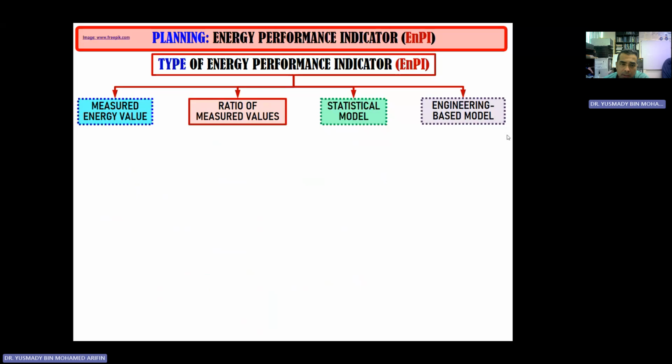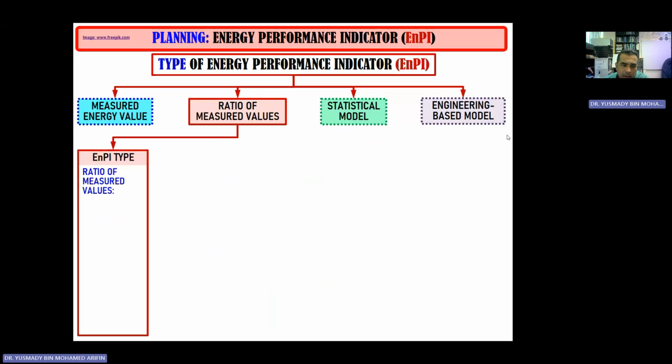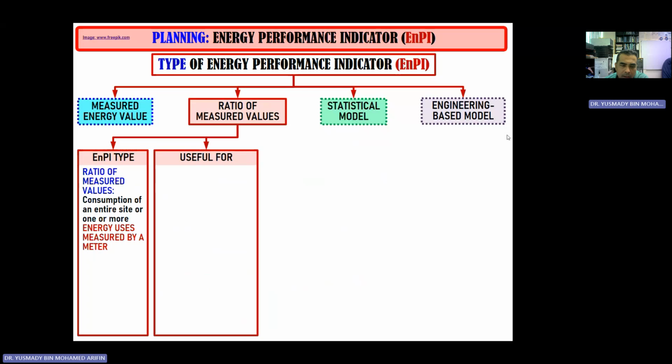Okay, EnPI based on ratio of measured values. So for this EnPI type, ratio of measured values refers to the consumption of an entire site or one or more energy users measured by a meter. Useful for monitoring energy efficiency of systems that have only one relevant variable.